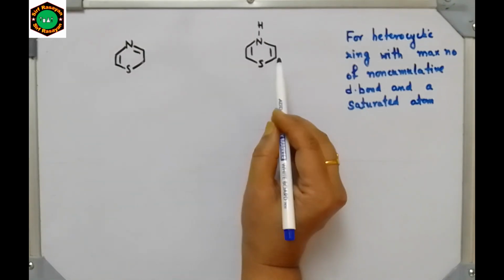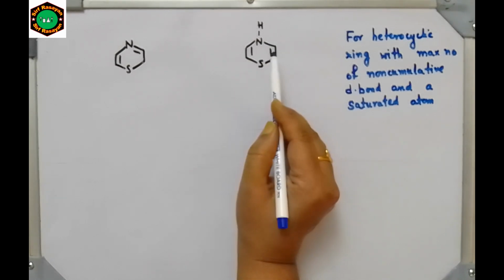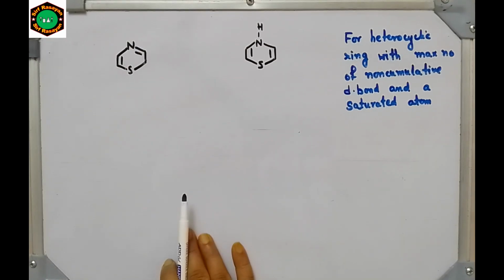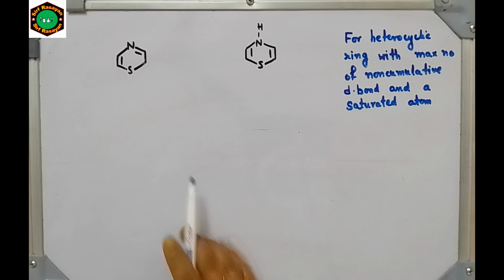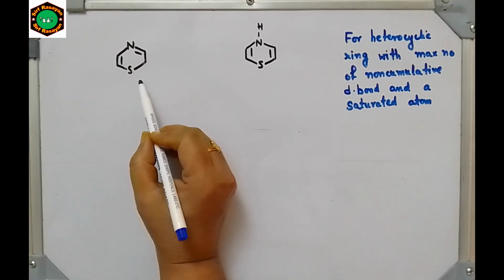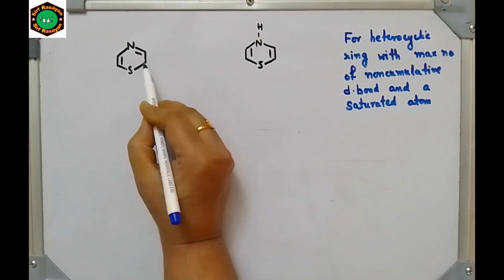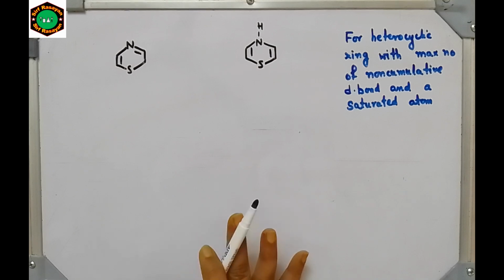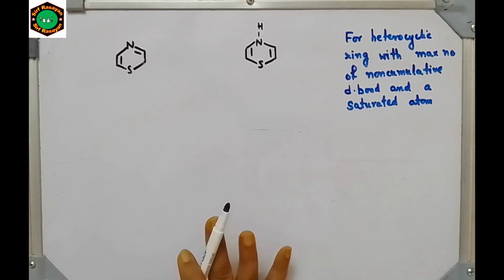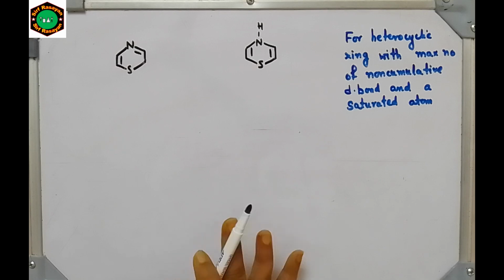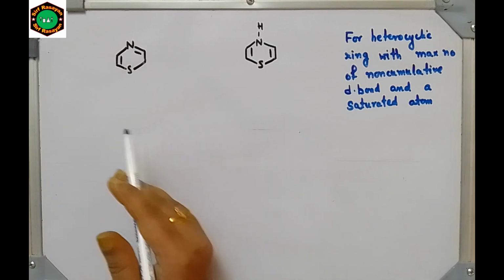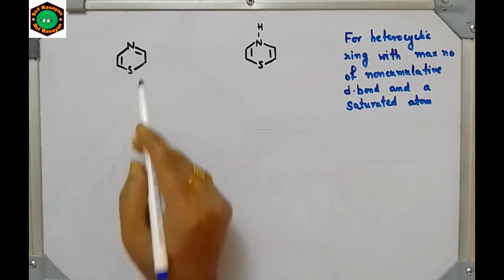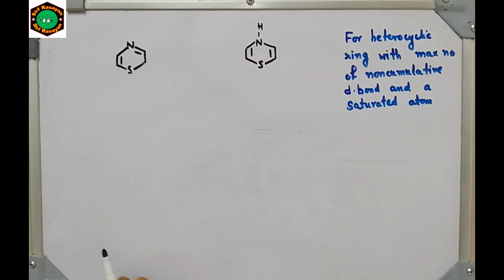This is also the same thing. It is having nitrogen, sulfur, a 6-membered ring and 2 double bonds. Now see, for a heterocyclic ring with the maximum number of non-cumulative double bonds, here the maximum number of non-cumulative double bonds are there. Here also the same thing. And here one saturated atom is there, this carbon, and here this nitrogen is saturated. If the case is like that, for a heterocyclic ring with the maximum number of non-cumulative double bonds and a saturated atom, then how will we do the systematic name? Both are isomers, so how will you specify that here saturation is there, and here saturation is there?